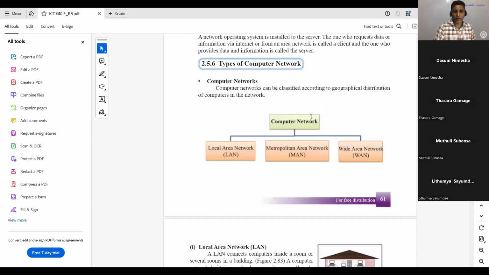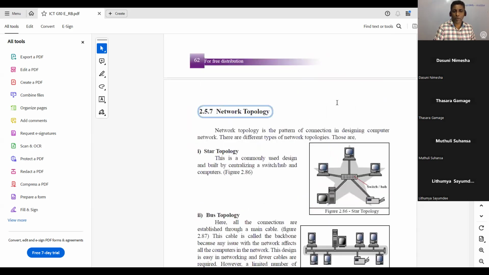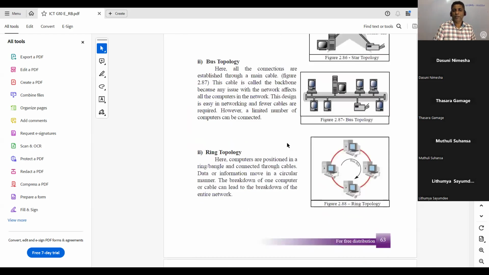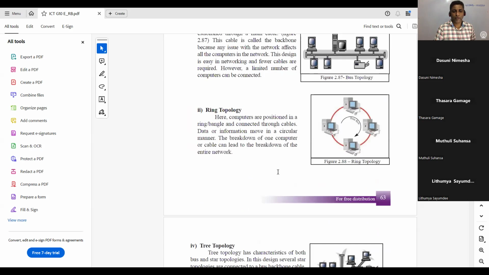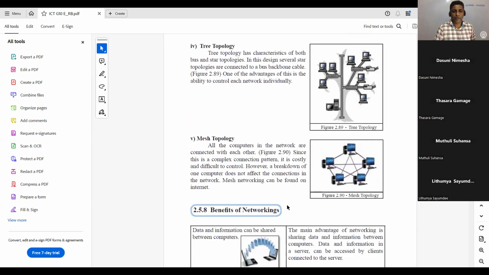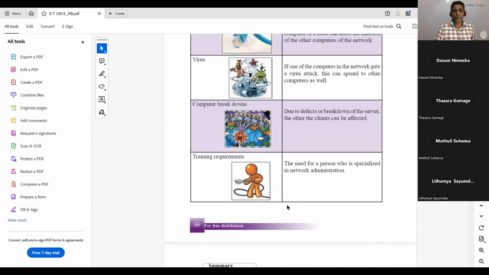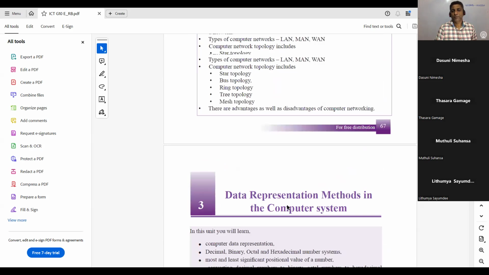Then types of network: there are topologies like star topology, bus topology, ring topology. Topology means architecture, so we can have several architectures like tree topology and mesh topology. Benefits of networking, disadvantages of networking. That's the end of the chapter.